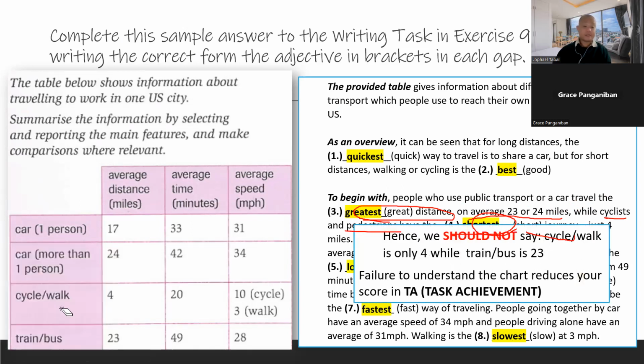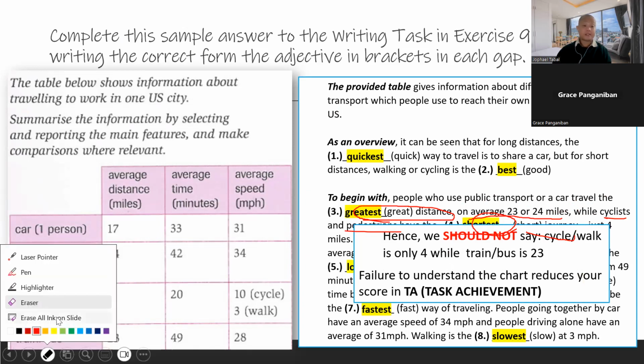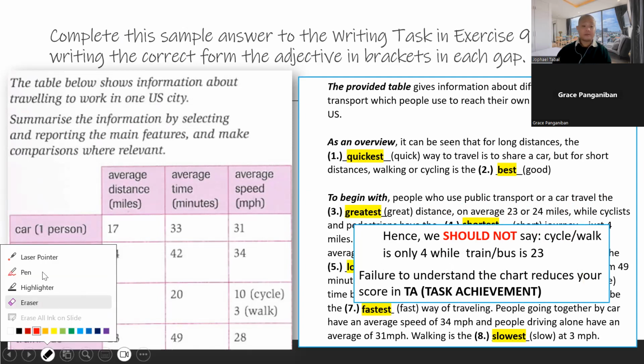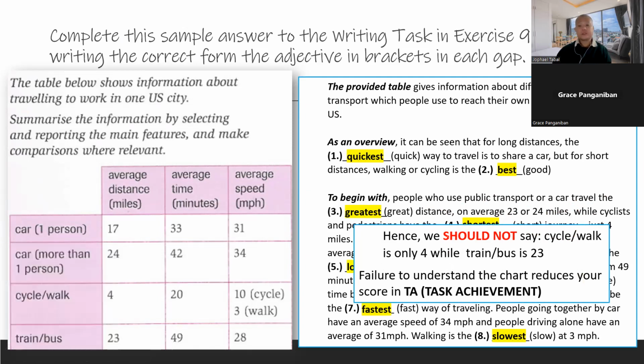we don't say like this. And I have seen this many times in my students' essays. I'm not sure why, but some of them didn't really understand. So hence we should not say cycle walk is only 4 while train bus is 23. That is absolutely incorrect. Now, if it happens that your student or students answer this way, then you should not hesitate giving them a score of 5. That's it, because they don't understand the subject.